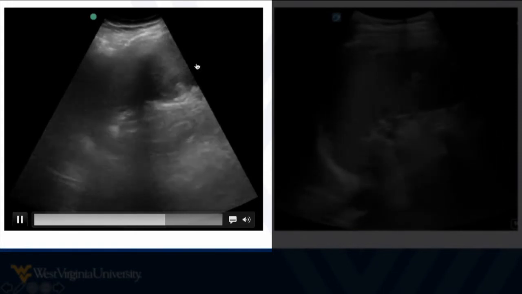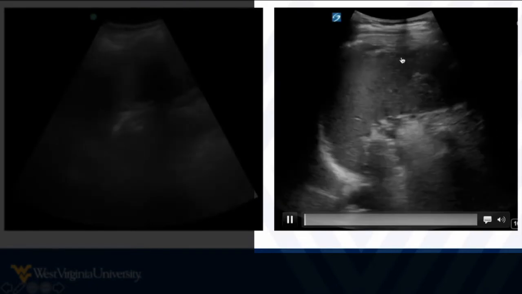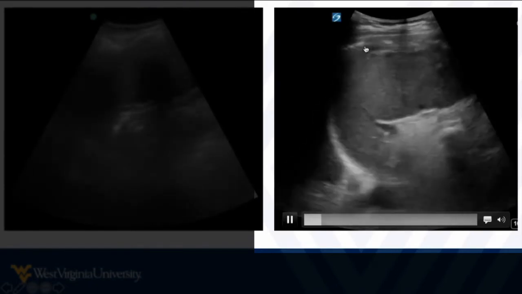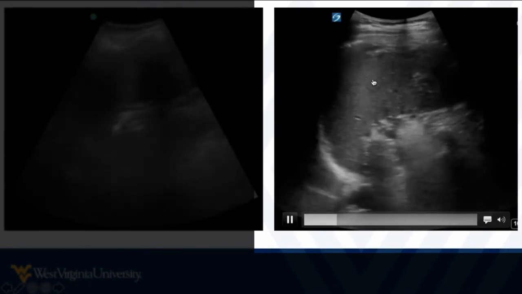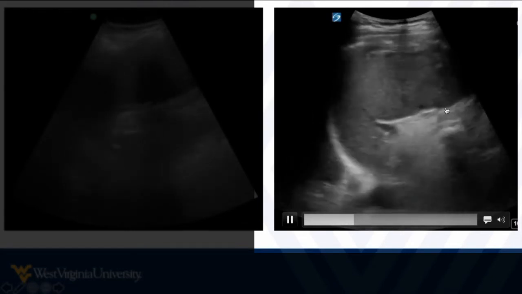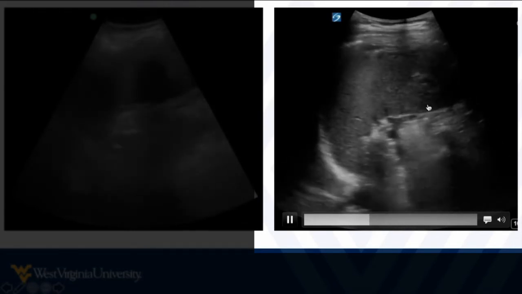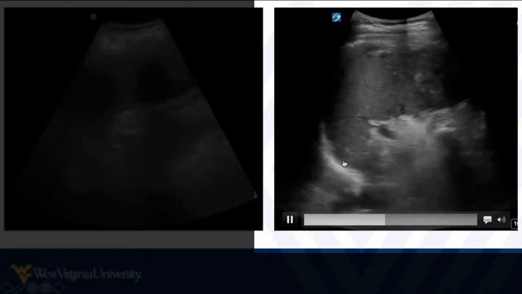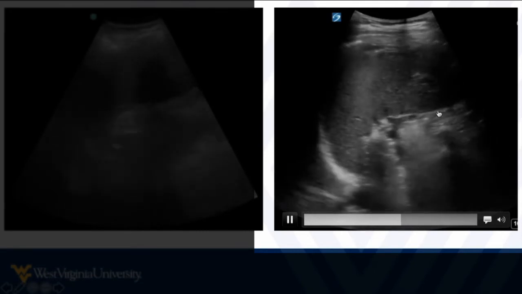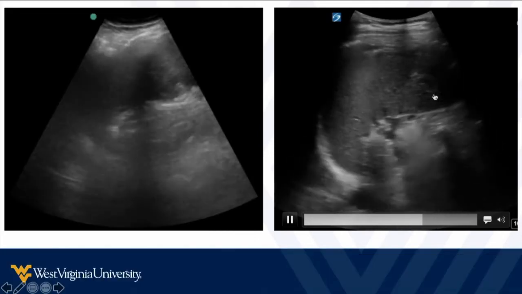As we look closer, it's a little bit heterogeneous. Here we see the borders are interrupted just a little bit. There's probably some subtle fluid here. And we see some heterogeneity here at the spleen tip, and it's bigger than it should be. It should be a nice, pointy little crescent moon, and we don't see that here. This is a spleen injury.